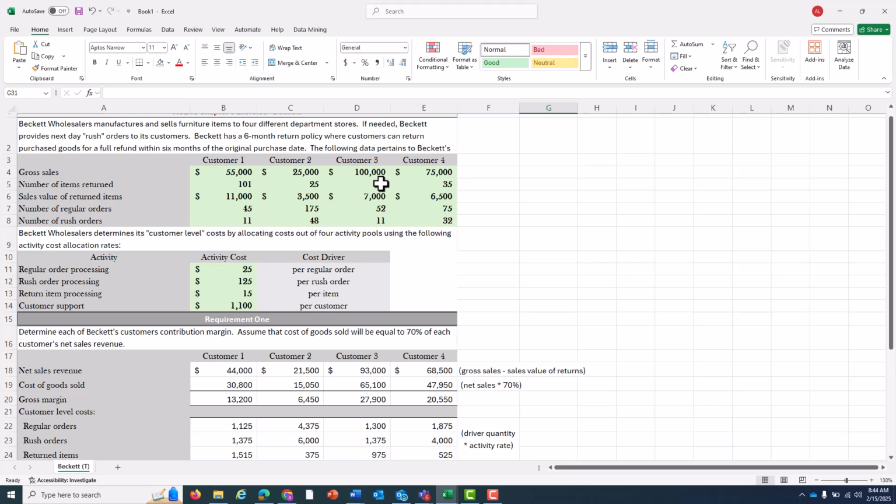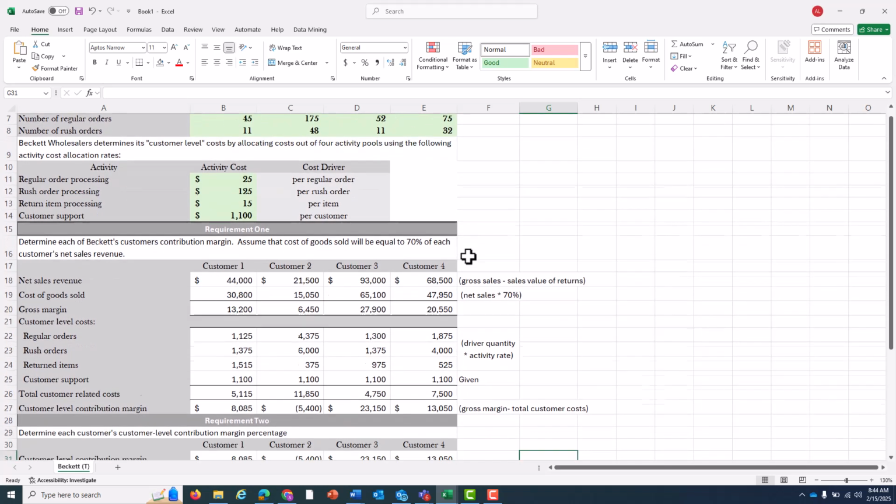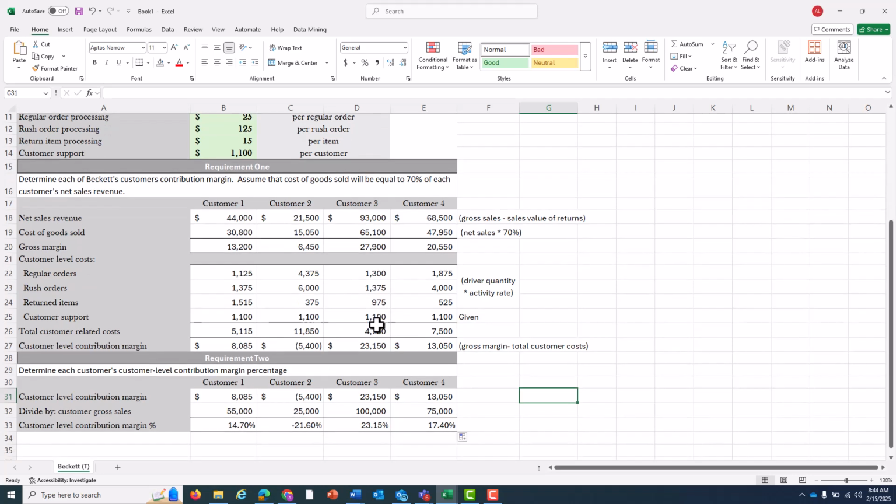Yes, they have quite a bit of returns to us, but they also do by far the largest amount of sales. They don't require a lot of rush orders. Like customer 1 barely had half the sales that we did of customer 2, but they had the same amount of rush orders. And they seem to order in pretty large quantity because their number of regular orders for customer 3 over here is actually less than customer 4, who we didn't do as much sales to during the period. So customer 3, for lack of a better term, is our lowest maintenance customer because we don't have to pay as many customer level costs, and they end up being the most profitable in the long run.